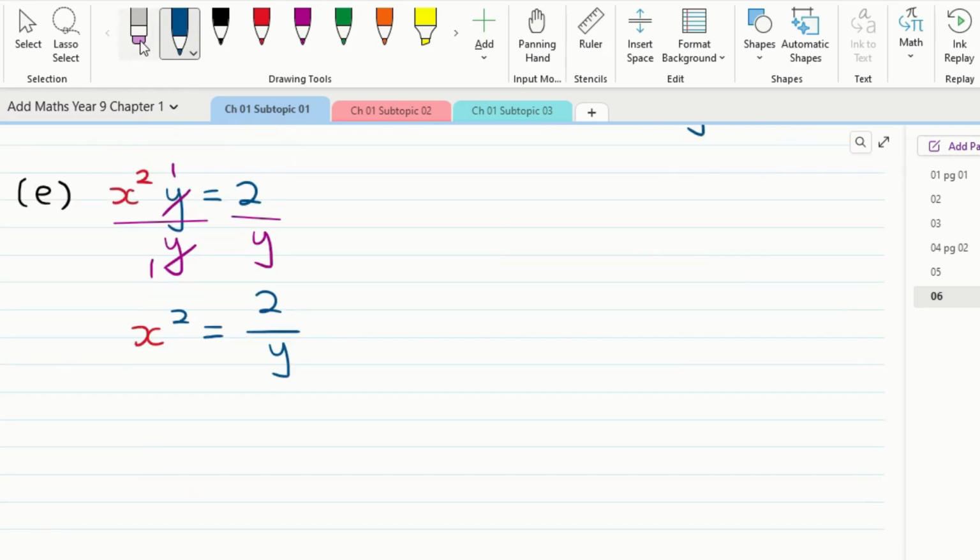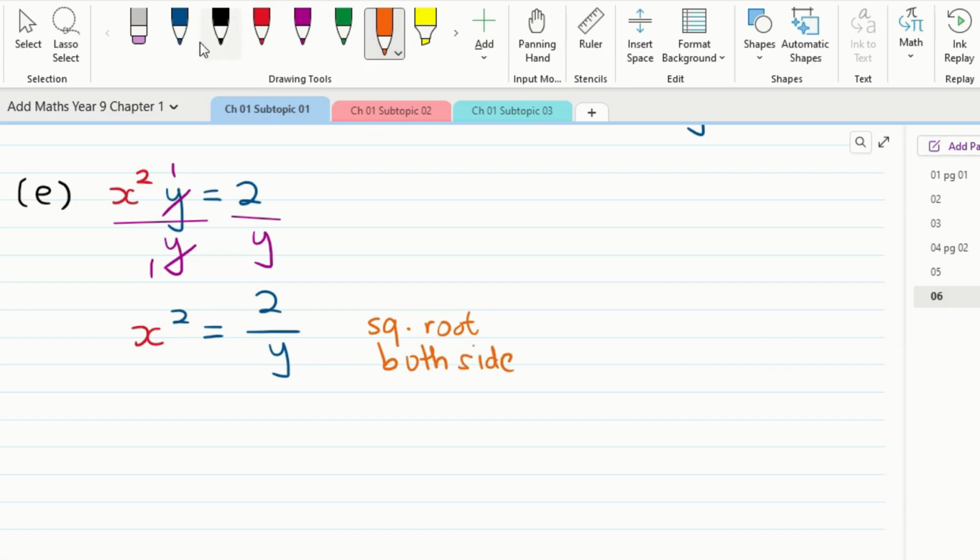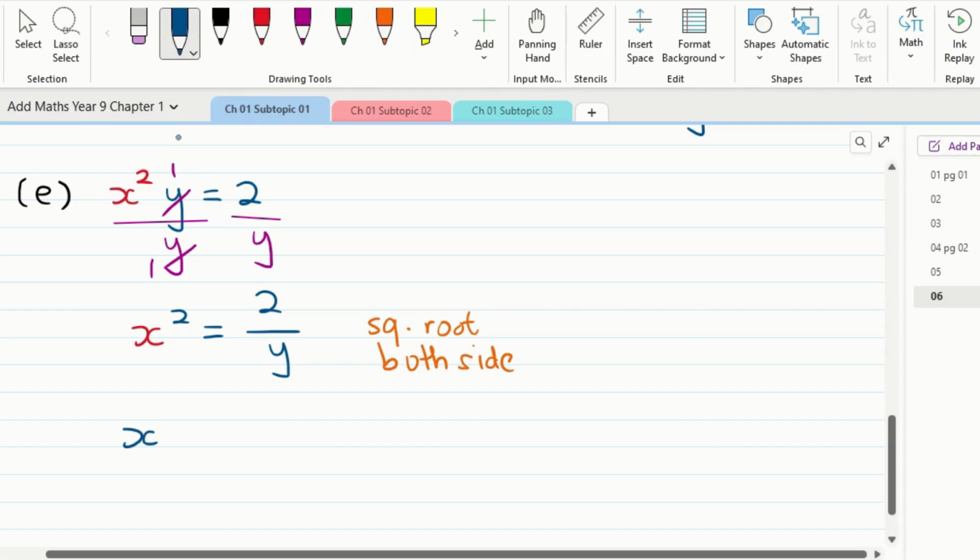Now, the reverse working for a square is going to be square root. So what you can say here is you can square root both sides. Because here you want to make x the subject, if you square root x squared, you will be given x, and then 2 over y square rooted would be square root of everything, square root 2 over y.